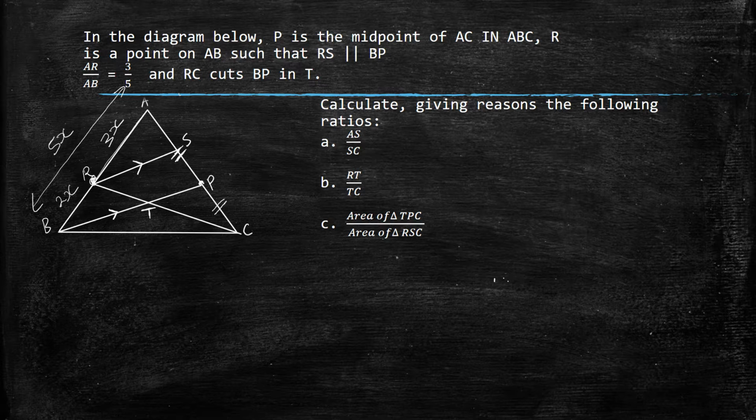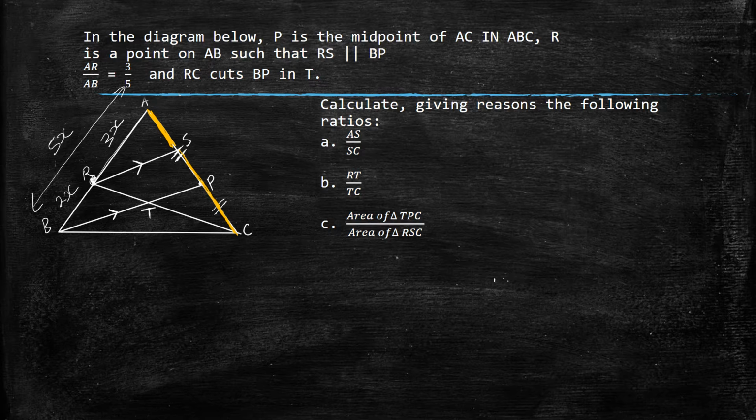Okay, so they say calculate, giving reasons, the following ratios. A is AS over SC. Let me show you with a yellow color. AS is this line, over SC. And our AC is this one. This is our SC.